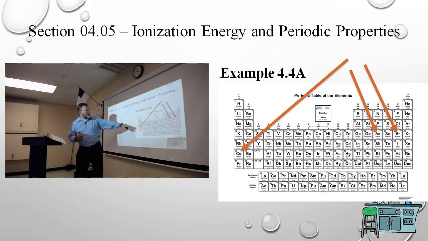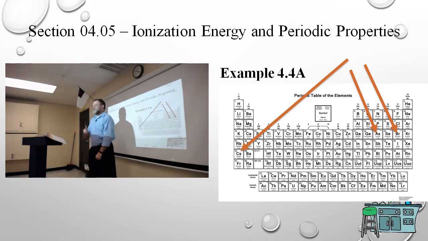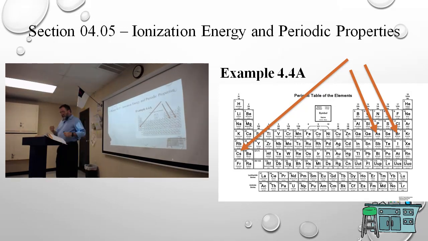Remember, this arrow is a little bit offset. It should be right here. So of these three elements, calcium, arsenic, and bromine, which one most readily gives up an electron? Calcium. Right. Calcium has a lower ionization energy. Why? Because it's lefter.